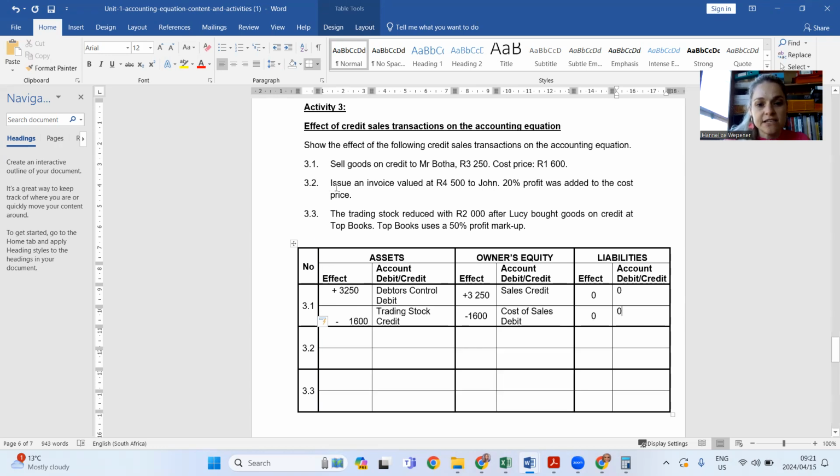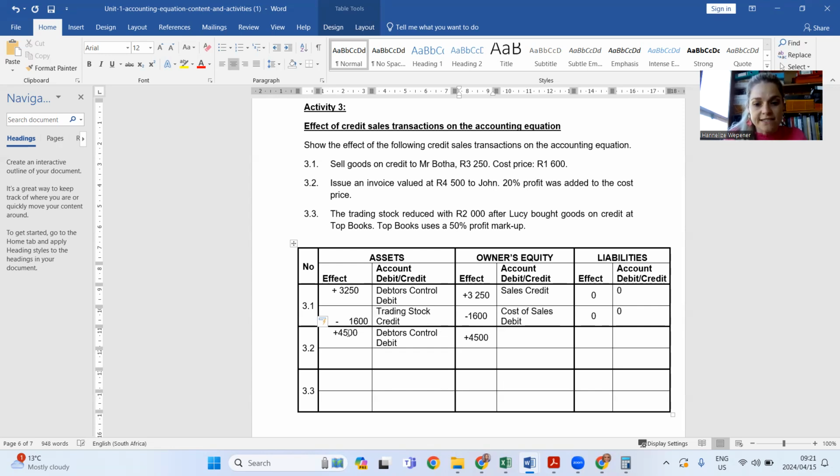Then number 2 says you issued an invoice valued at 4,500. So if the invoice is 4,500, it means that that is your selling price, okay? And it was sold at a profit of 20% that was added onto the cost. Remember that cost is always 100%. Therefore, your selling price is equal to 120% in this specific example. So you have more debtors because this debtor now owes you more money. So debtors control gets a debit.